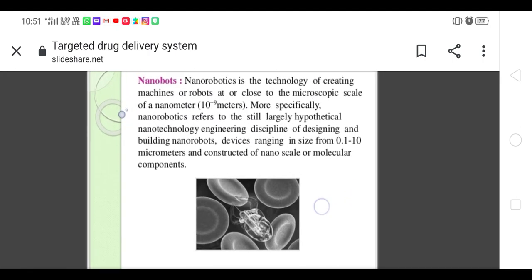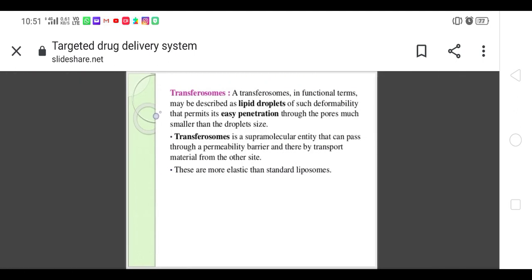Nanobots, nanorobotics is a technology for creating machines or robots at close to the microscopic scale of 10 to the minus 9 meter. So nanorobotics refers to the still largely hypothetical engineering discipline which builds nanorobots in the size range of 0.2 to 10 micrometer and constructed in the form of nanoscales.